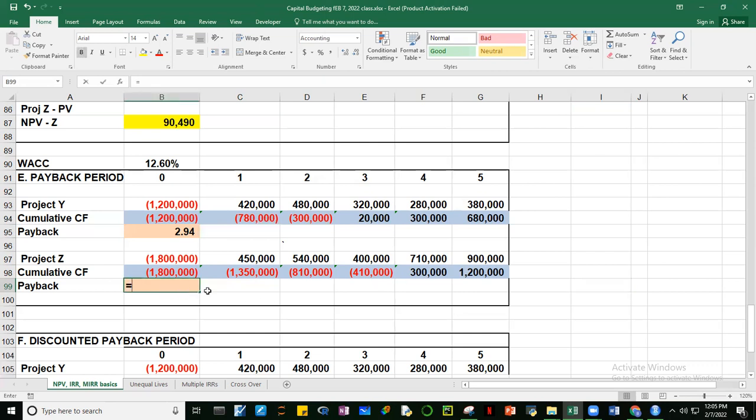So that this will be equal to 3 years plus, again, ipoprorate natin to. I'm putting a negative here. Negative ko guys para tama yung ratio natin. Negative of negative, so that's positive. Divided by, magkano yung cash flow na makukuha natin sa year 4? 710. Okay, that's why it's 3.58 years. Okay, so it turns out here that si Project Z, mas mahaba yung payback period niya. That's understandable kasi mas malaki yung initial investment niya.